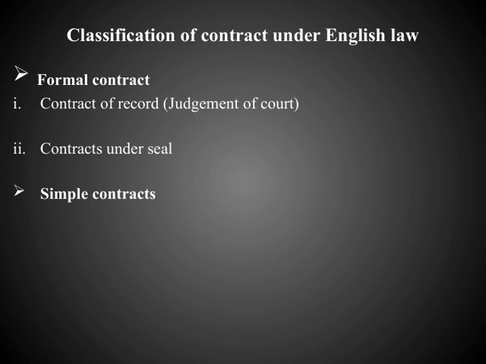Moving on, we have simple contracts. These are the most common type of contracts, which can be made verbally or in writing without any special formalities. The key takeaway here is that simple contracts are generally easier to establish and are the foundation of most everyday agreements. Understanding these classifications helps us see how different types of contracts are treated under the law, especially when it comes to issues like enforceability and formal requirements. It ties back to our overall theme of understanding contract law and its various forms.